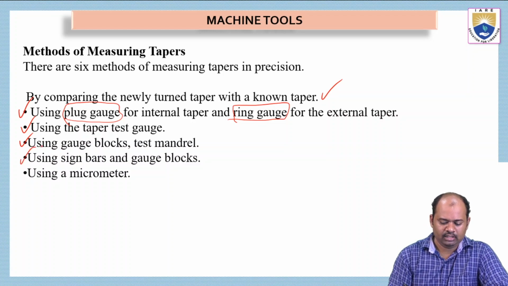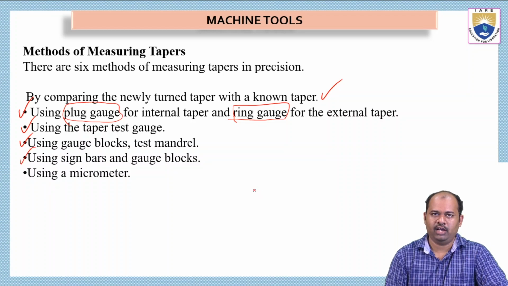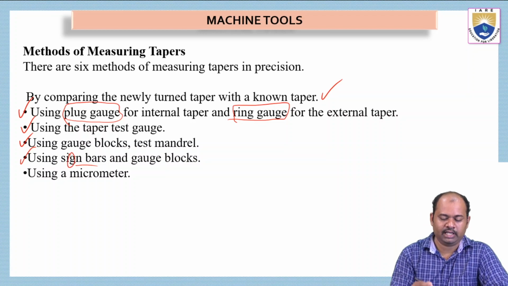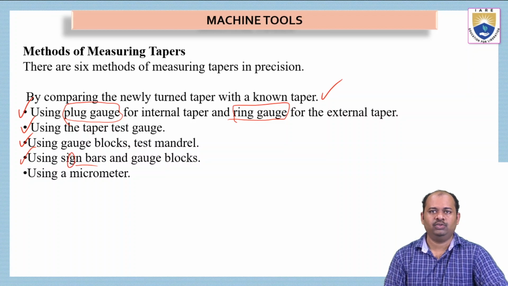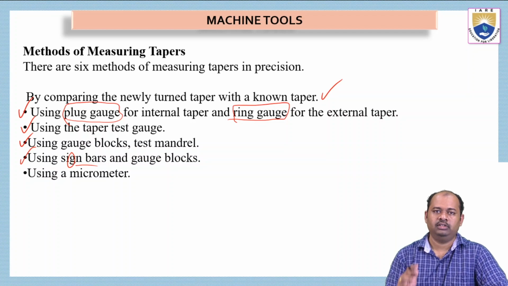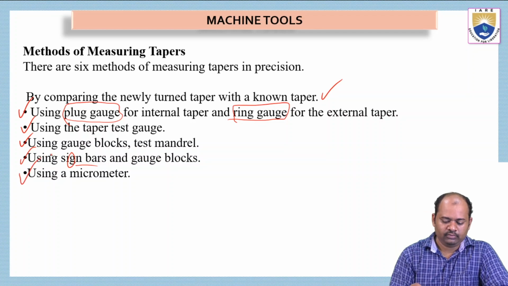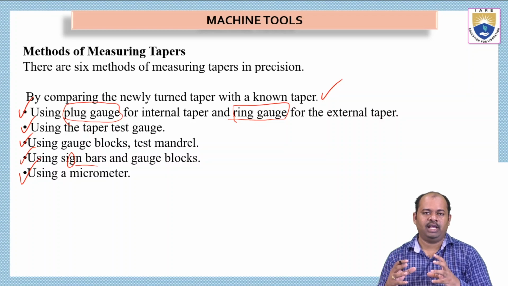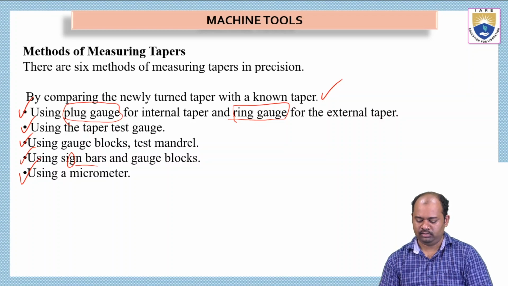And then using sine bars and gauge blocks. Sine bars are very popular in instrumentation. It is not sign, it is sine, S-I-N-E. Sine bars are used for the measurement of the taper. And we can also use a micrometer to measure how much taper has been given to a particular workpiece.